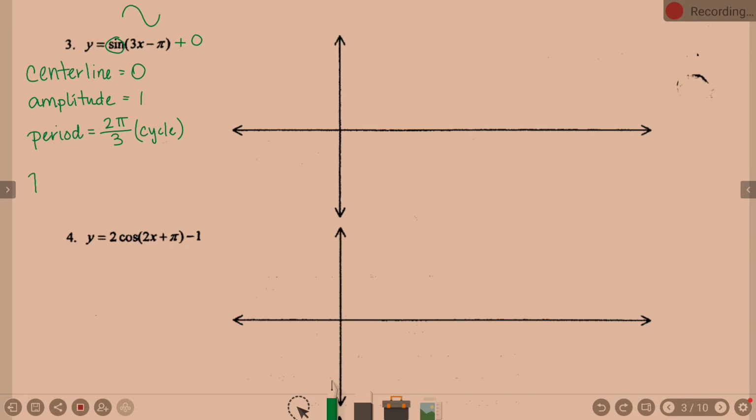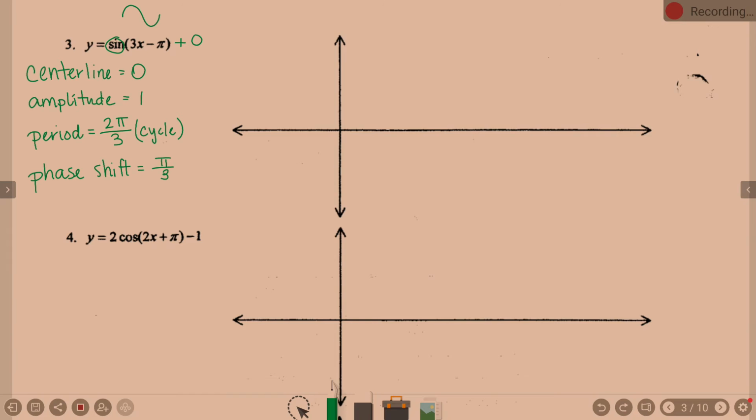Phase shift. There's a clue. I wrote down the words phase shift for the first time. What kind of phase shift do we have? Is it a negative? There's more to it than pi. The formula for phase shift is C over B. Pi over 3. So our phase shift is C over B, so it is pi over 3.